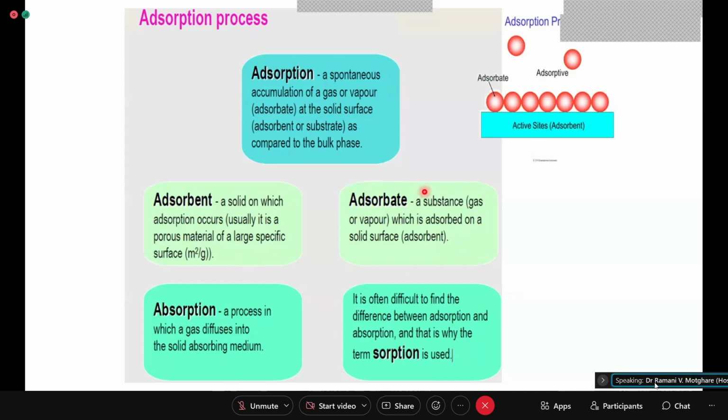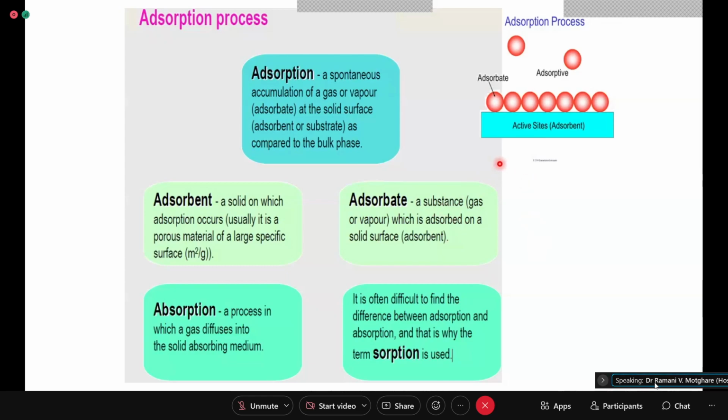And occlusion is one more term. Occlusion is your gas molecule getting adsorbed on the solid, especially mostly the metal surfaces. We say that there are occluded gases present over here, over there. So it is specifically when your adsorbate is a gas that you talk about occlusion.